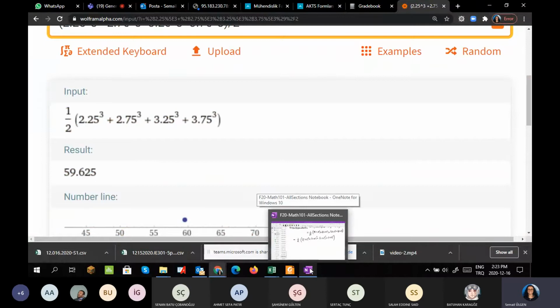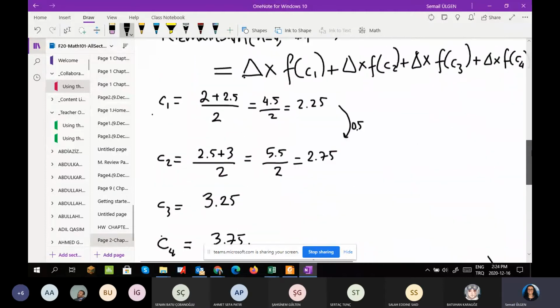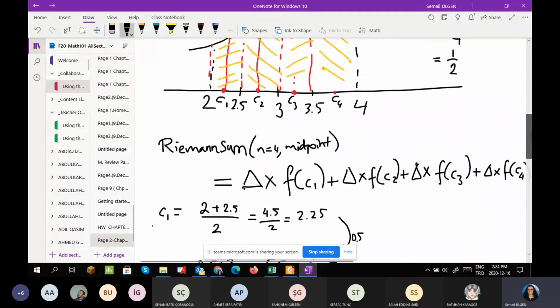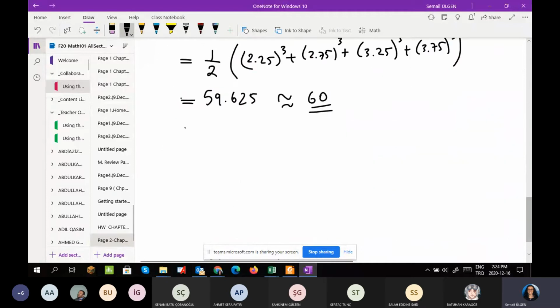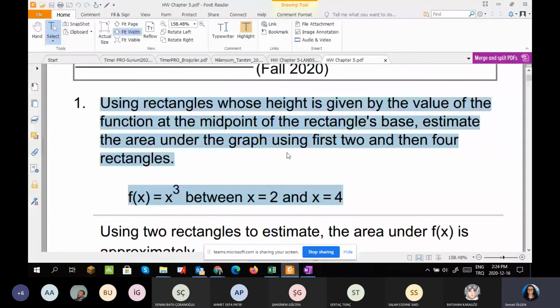59, approximately 60. Okay, so this is 59.625, approximately 60. Yeah. This is the area estimated under this given information. Okay, that's it. So let's continue with the second. Any questions, guys? If you have any questions, please let me know. Otherwise, we are going to do 2. Okay, let's do 2.